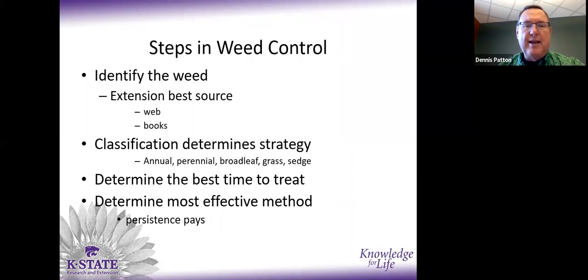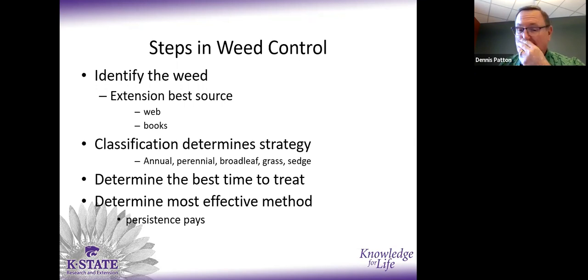And then, of course, as I said before, the classification, whether it's annual, perennial, broadleaf, grass, or sedge, is going to start us down that road to what product or what method of control is going to be best. And let me state, I used the word product first, and hopefully you're going to see through this presentation that it's not always a chemical as your method of control. We've already talked about prevention, that's organic, as your best control.